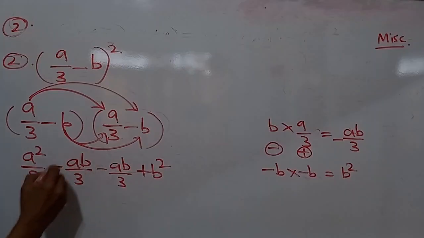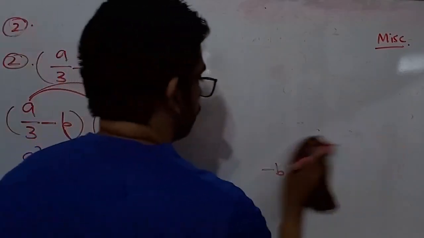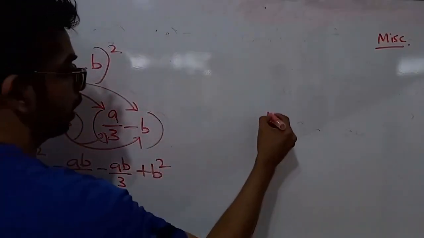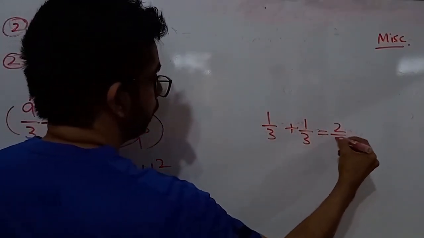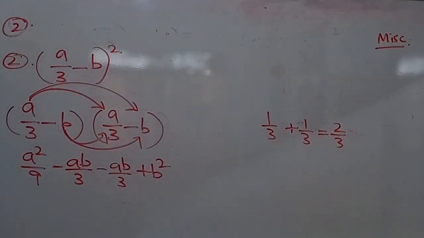Right. What are these? These are like terms. Right? So what do we do? A third into a third. So we get 2/3. Right? So this is A squared by 9. But these are negatives. Negative 2AB by 3 plus B square.